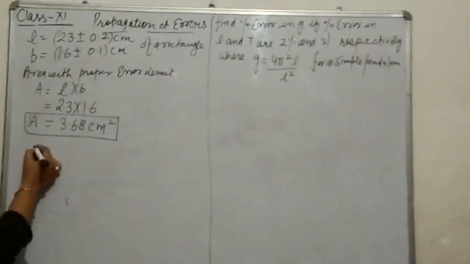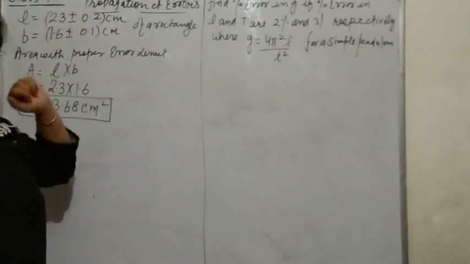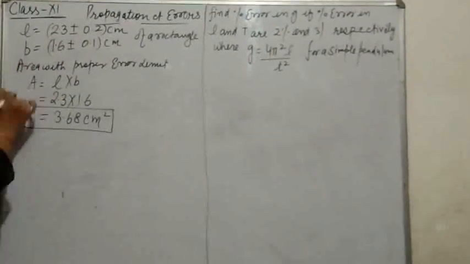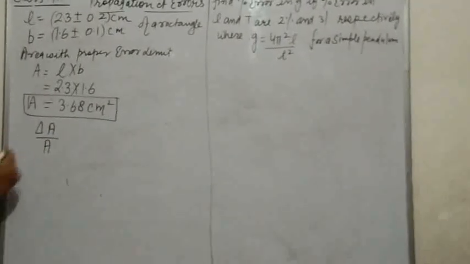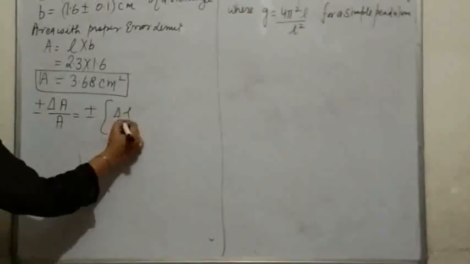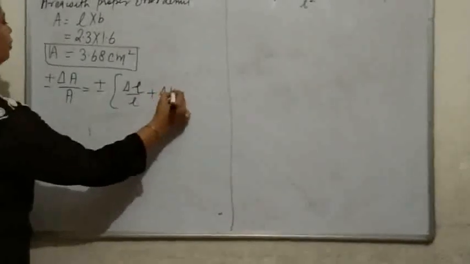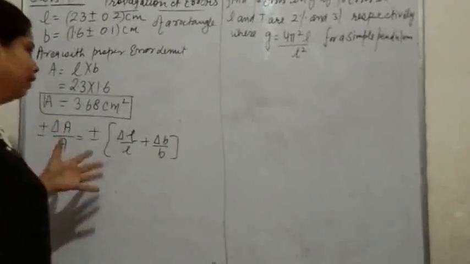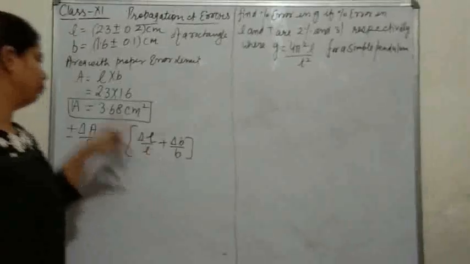Now come to the error section. What is the error in length? Error in length is 0.2. Error in breadth is 0.1. But we have to calculate the error in the product, that is area. So what is the result? The fractional error in the product is equal to the sum of fractional errors in the individual multiplicands, that is delta L by L plus delta B by B. As L and B are getting multiplied here, we have the fractional error of length and the fractional error of breadth.